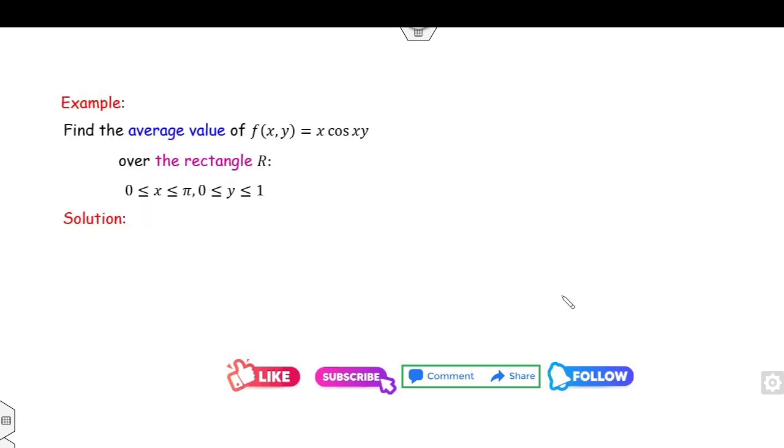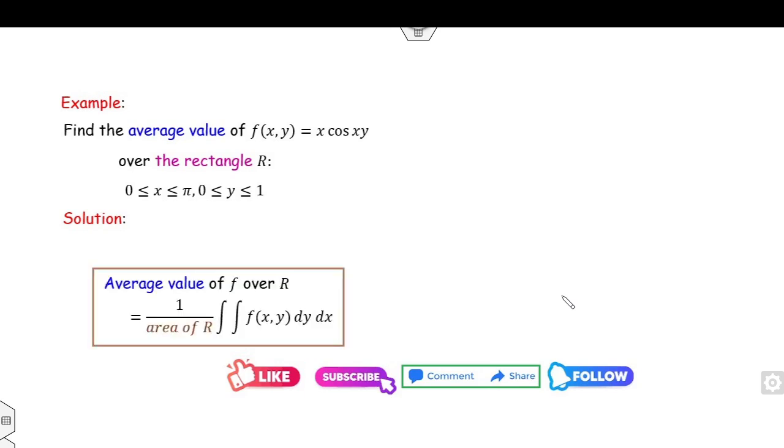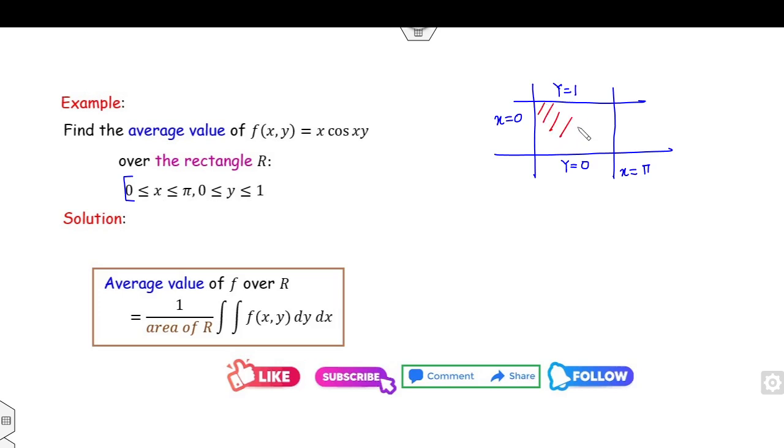So I will explain with the help of a numerical example. Find the average value of the function over the rectangle in this case. So your target is to find this number. First of all, whatever region is given to you, draw its diagram. So x equals 0, x equals pi, y equals 0, and y equals 1. My shaded area will be this one, and this is my region R.